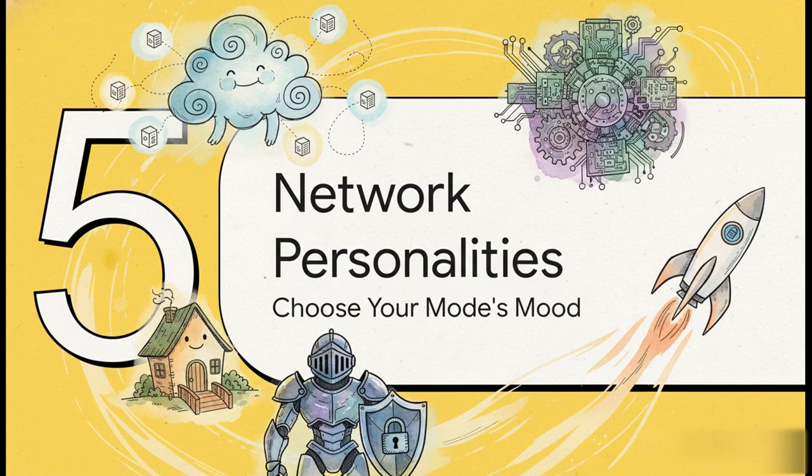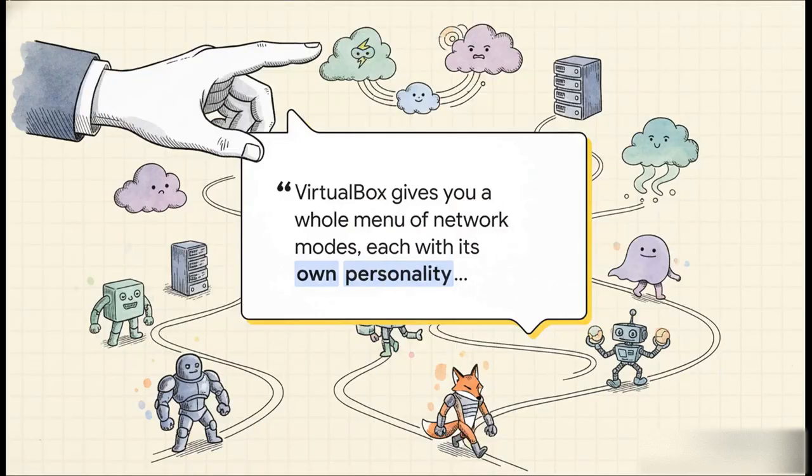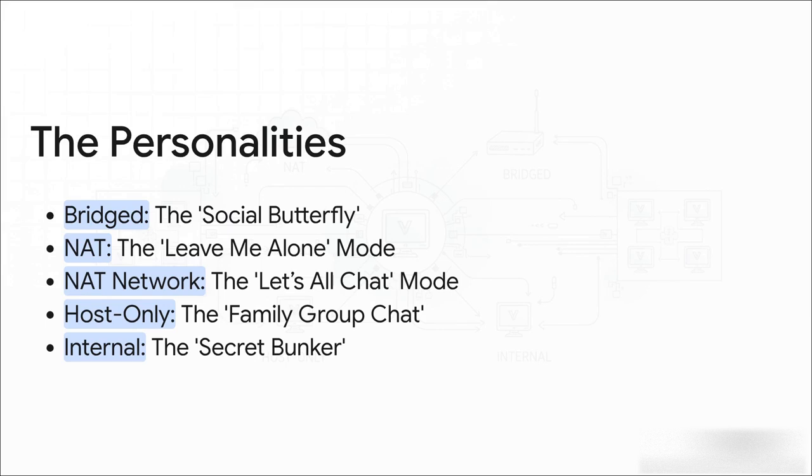You know, there's actually a much simpler and I think better way to think about all this. Instead of trying to memorize all the technical rules, just think of each network mode as having its own unique personality. So, the next time you're firing up a new VM, don't just go with the default. Stop and ask yourself, what's the job of this machine? What's its purpose? What kind of personality does it need to have? Is your VM a social butterfly that needs to talk to everybody on the network? Then it's bridged. Or is it more of a secret bunker for top-secret experiments? That's internal network. Maybe it's a family group chat just for you and your VMs. Or maybe it just wants to be left alone to browse the web.